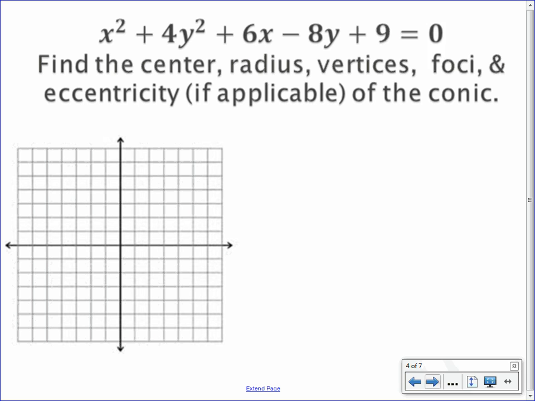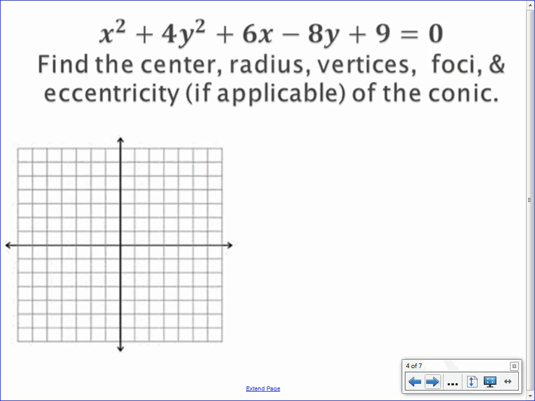Now, right away, how do I know it's an ellipse? X squared and Y squared, and they're both on the same side, but they're both positive. Since they have different coefficients, I know it's going to be an ellipse. If they had the same coefficients, we'd be working with a circle. All right? So, let's get this into standard form.